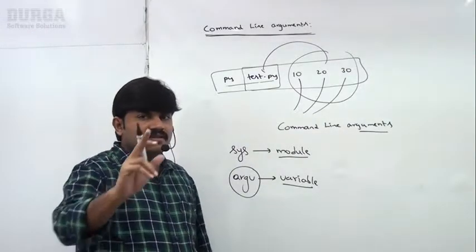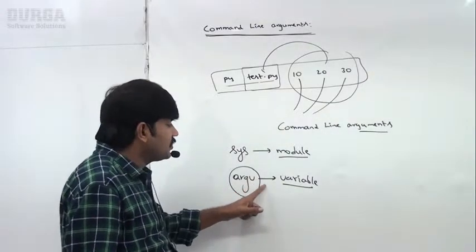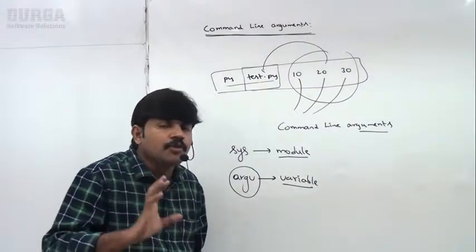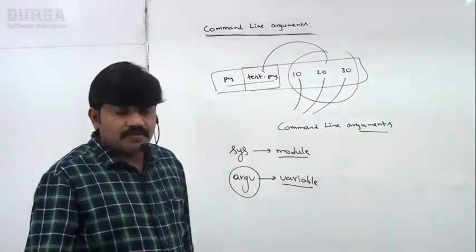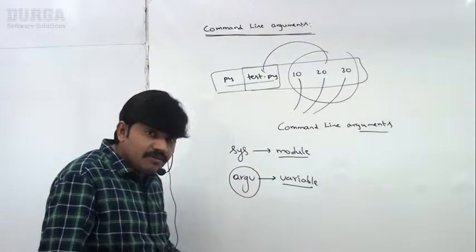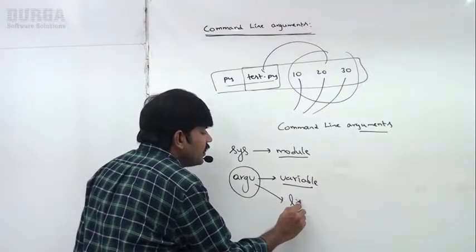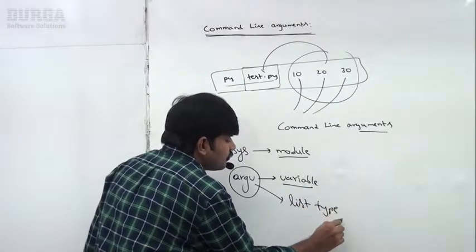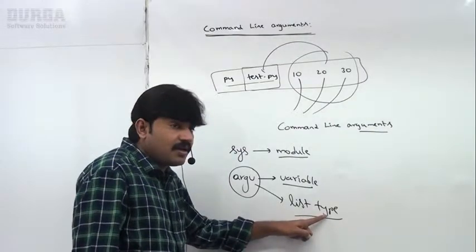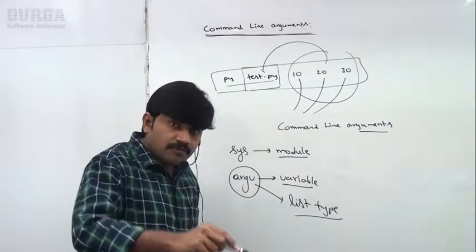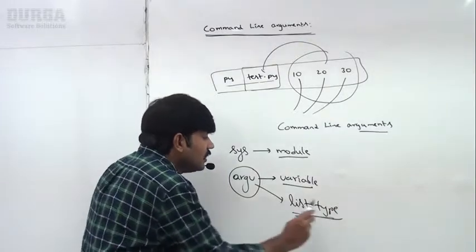So just be aware, sys is a module. In this module there is one variable, argv. By using that, happily we can get these command line arguments, right? Then immediately you may ask, sir, this argv is what type? Sir, very simple. This argv is a list type, because of the number of command line arguments, order is important, duplicate values are allowed. That's why it is list type.